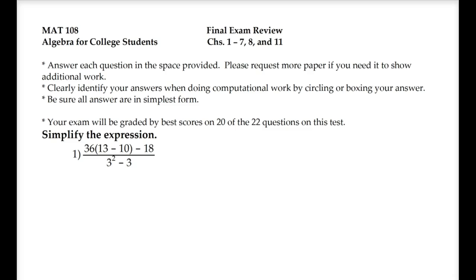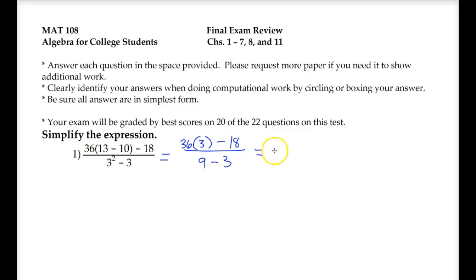So this first question we see here is a basic order of operations example. And so what we want to do here is make sure that we understand and follow order of operations in order to work it out. So first thing that we need to do is work out the expression that's in the most inner grouping symbol, which is these parentheses here. And so we see it's just 13 minus 10, which is just 3. And then we'll do that minus 18 all over. And then we know that 3 squared is 9 minus 3.